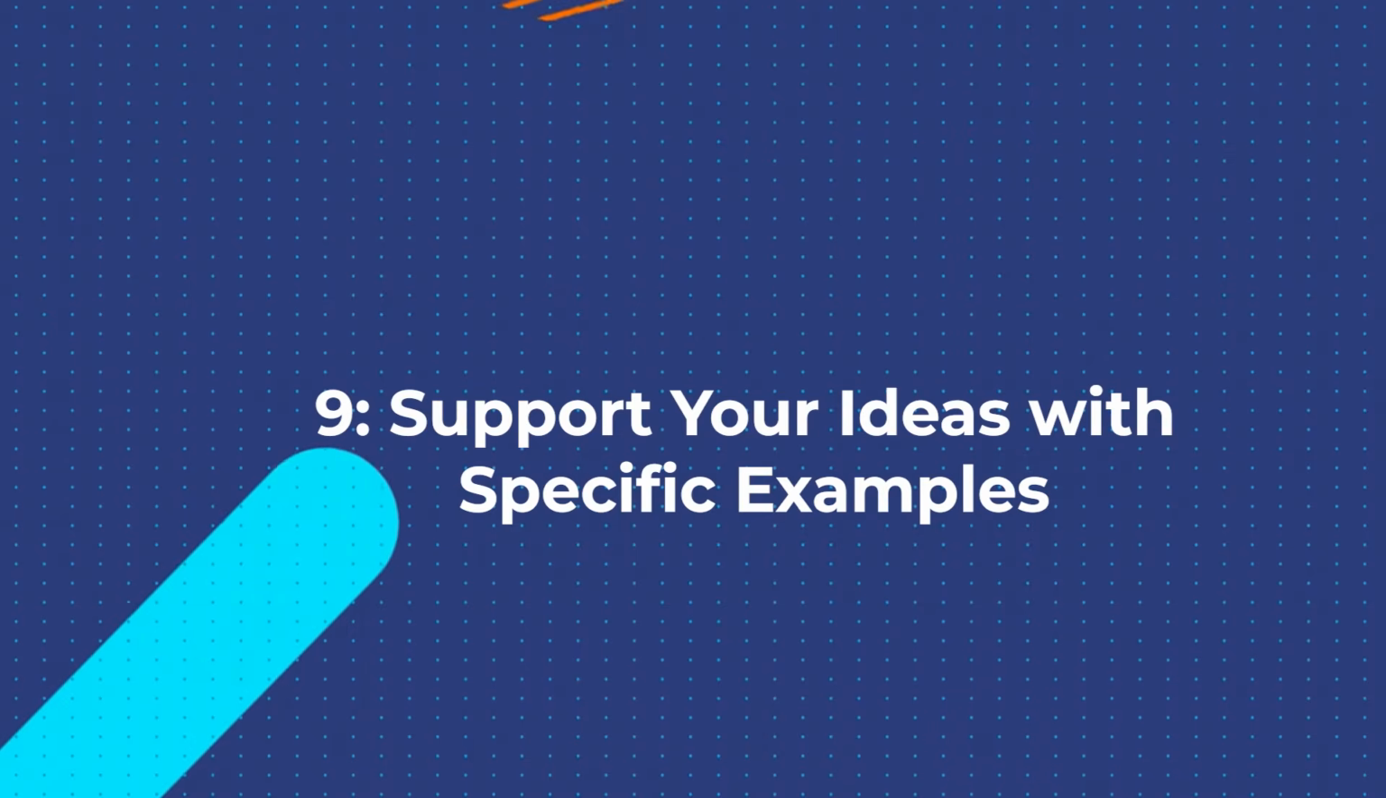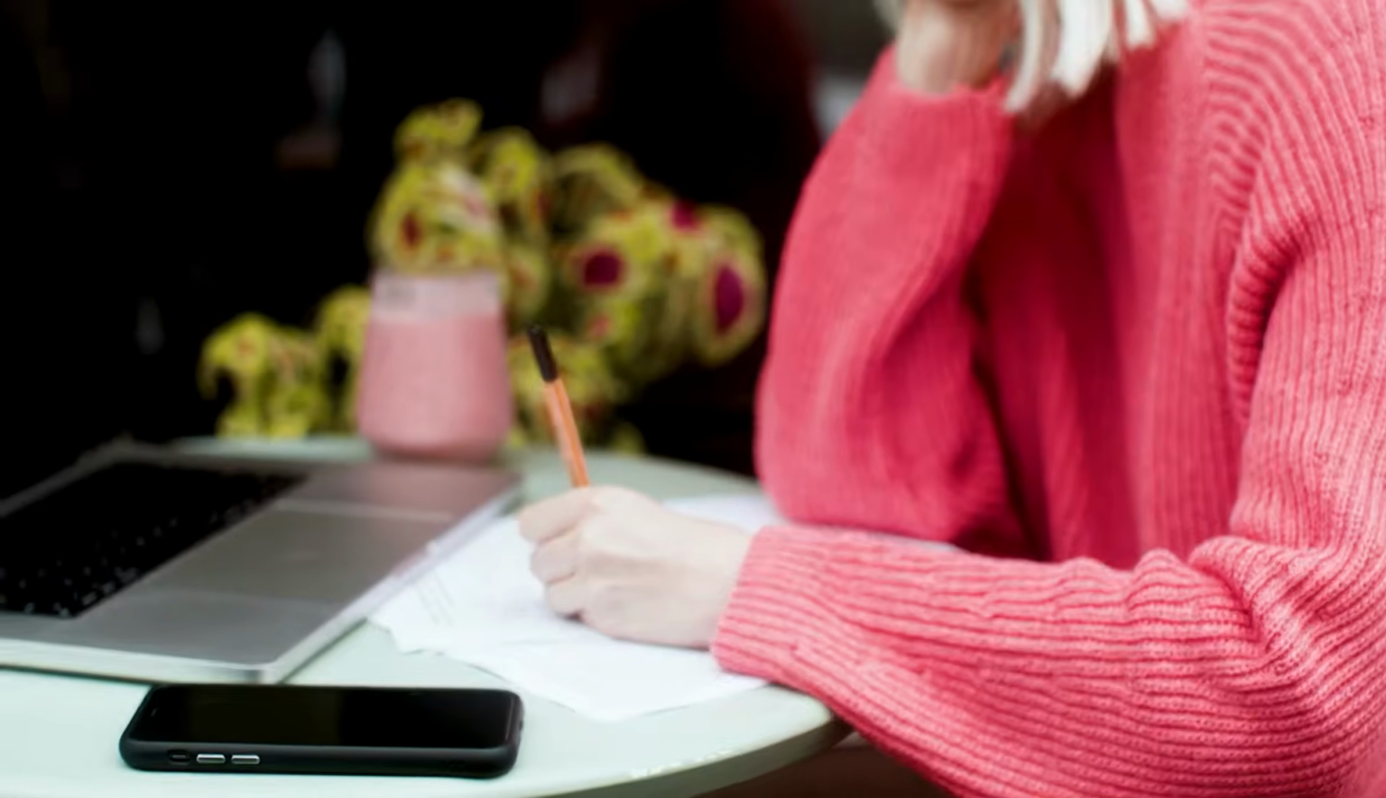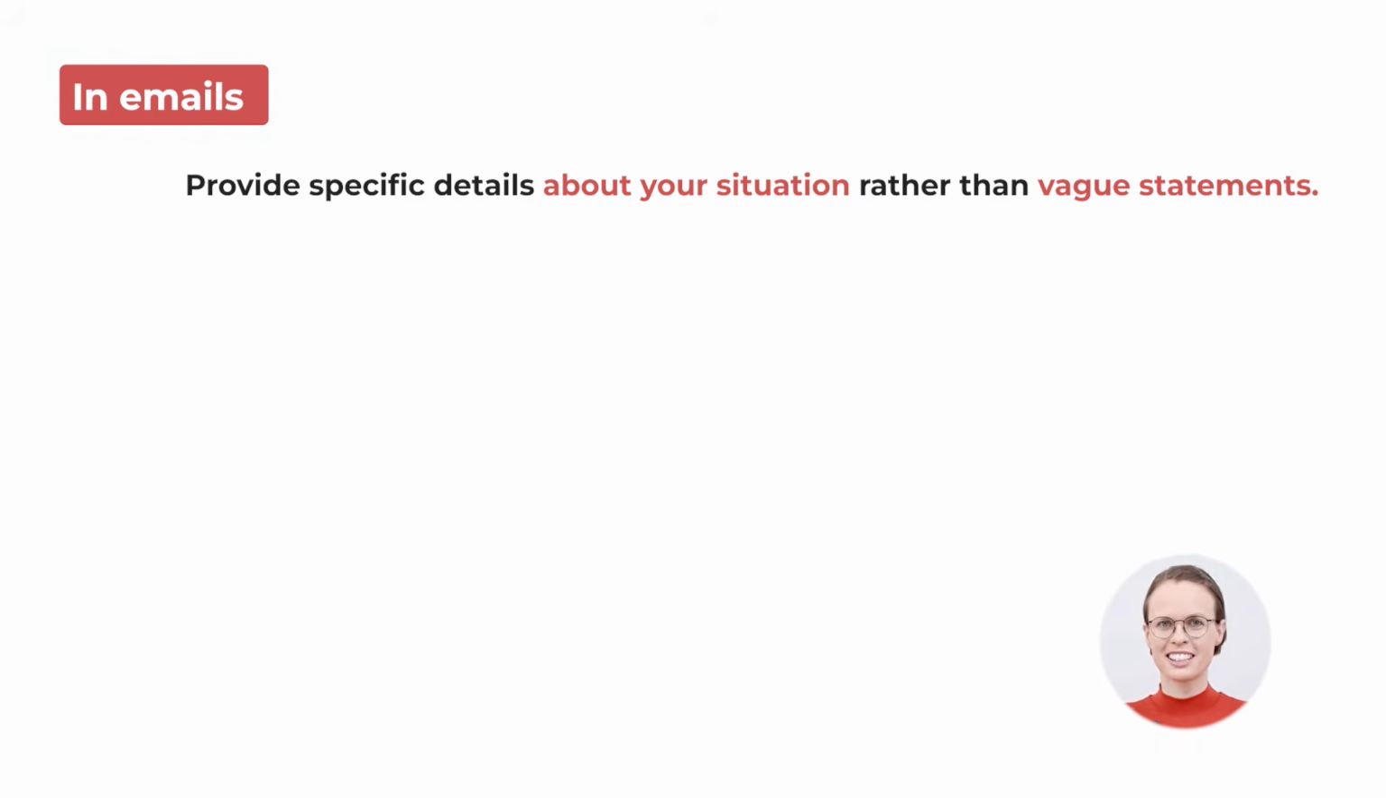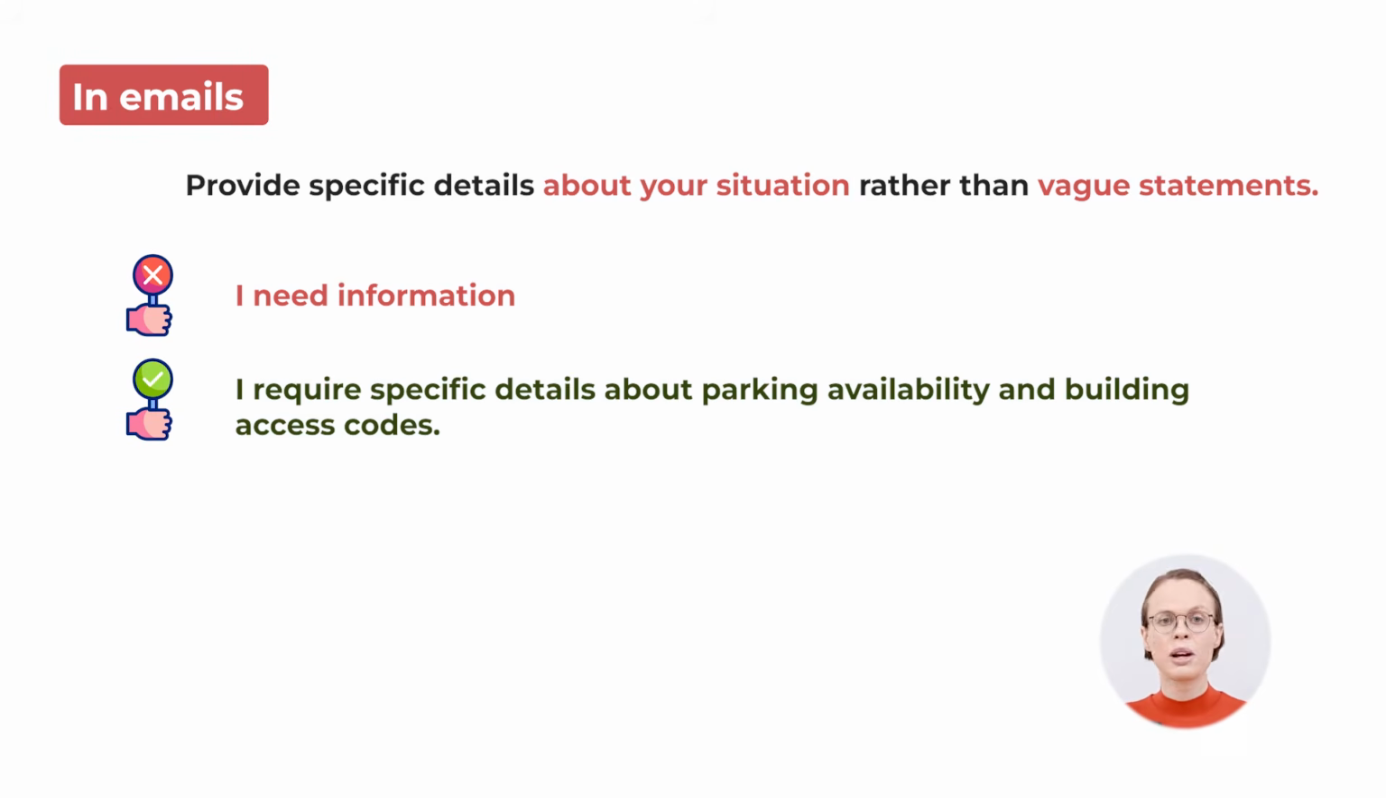Support your ideas with specific examples and details. This helps you make your writing more convincing and developed. In emails, provide specific details about your situation rather than vague statements. Don't write "I need information." Rather, write "I require specific details about parking availability and building access codes."